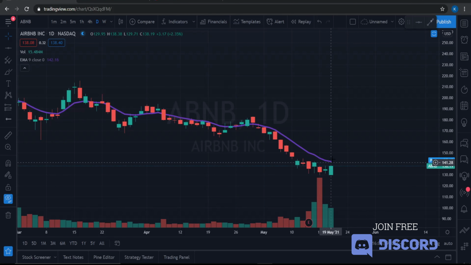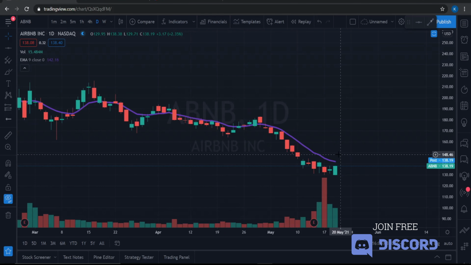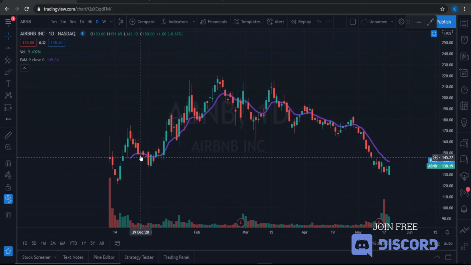But again, these lines are areas to pay attention to. We want these candles above this purple line to show us a bullish trend, and that would be a time for us to get into our trades.